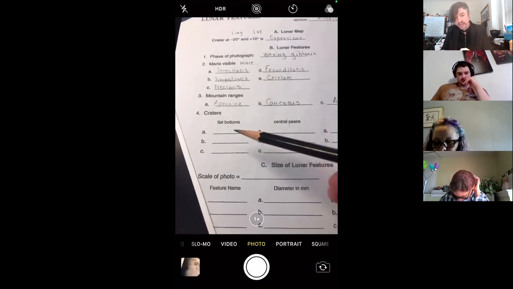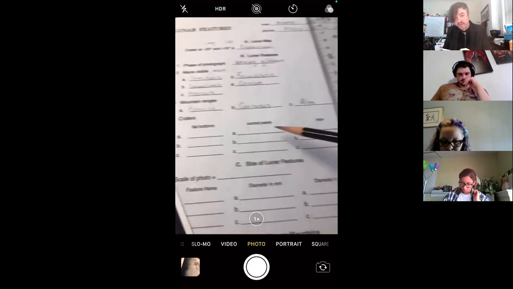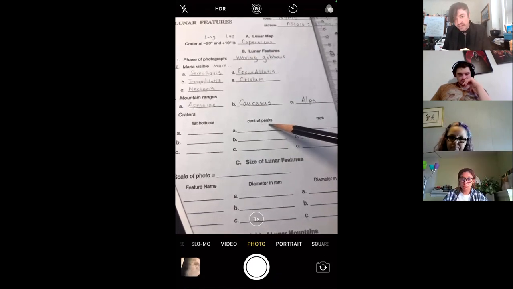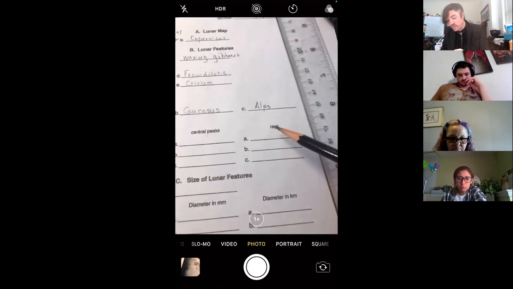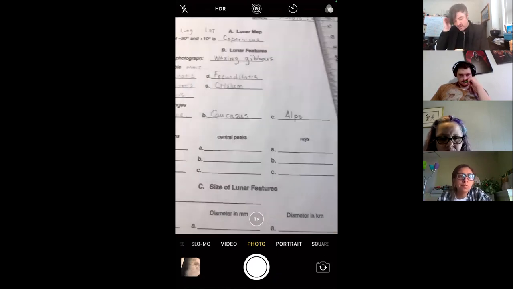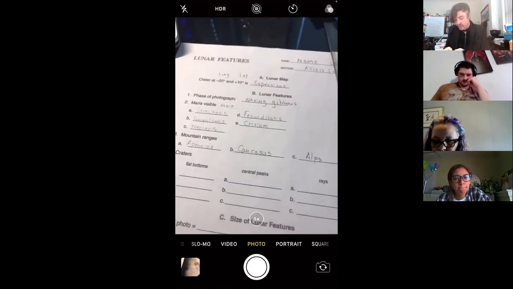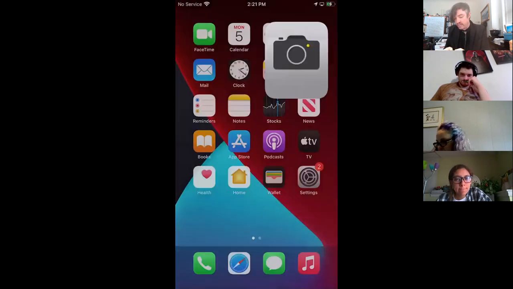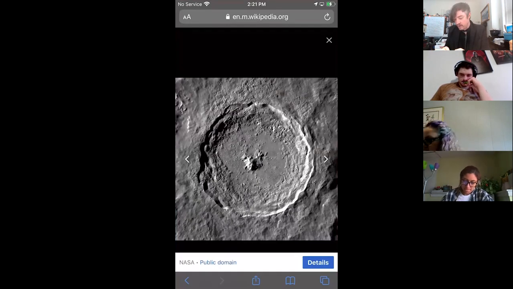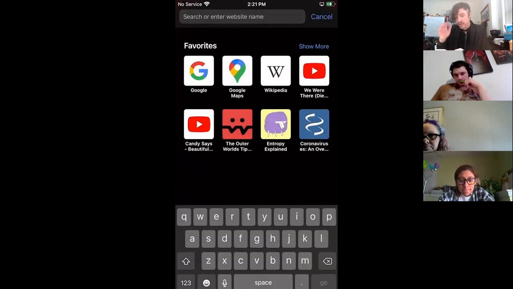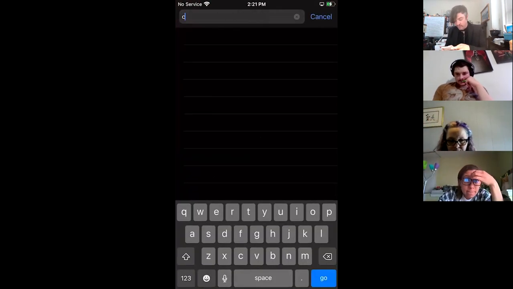Our job here is to identify three flat bottoms, three central peaks, and then we also want to find three craters that have rays. Let me once again use the internet to show you an example of crater rays, because they're going to be difficult to spot on our paper. And that's because we're looking at a very high up aerial photo.